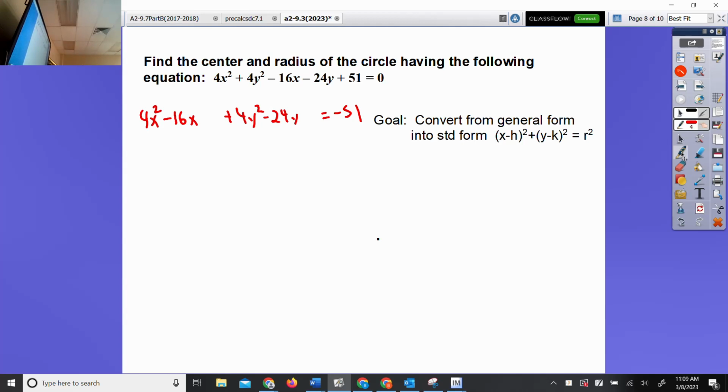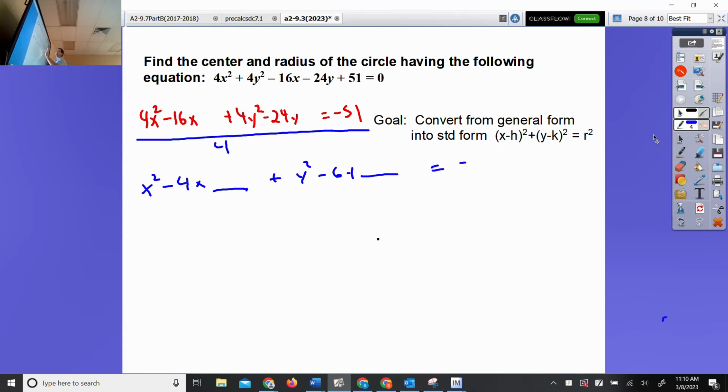And now you're going to do a 6,000-year-old technique called completing the square. We're going to divide everything by whatever's in front of either x squared or y squared, and that happens to be a 4. So everything is divided by a 4. If we do such a thing, we'll have x squared minus 4x, leave space, plus y squared minus 6y, leave space, equals negative 51 quarters. Don't use decimals.